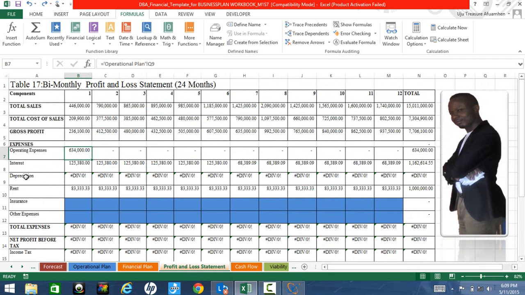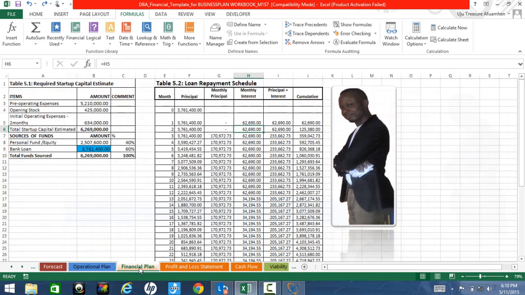The next thing is the interest. The value you have here, if you look up in your formula, you see financial plan H5 plus financial plan H6. What this means is that, since we're doing bi-monthly projection, if we go back to the financial plan worksheet, this value came from H5 and H6. Let's go back. Financial plan. Where is H? This is it.